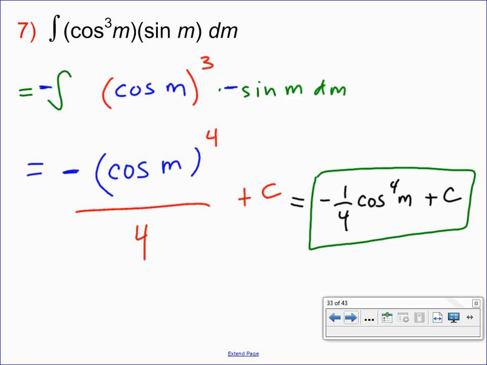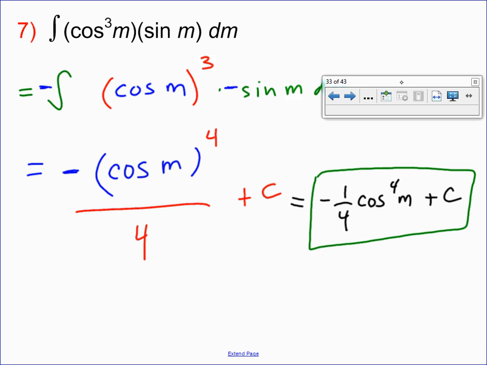What? I don't believe it, right? How could this be an antiderivative for my original integrand? Well, let's go ahead and check. Can I do it backwards? Probably not. Be safe, Alex. I'm going to come over here.